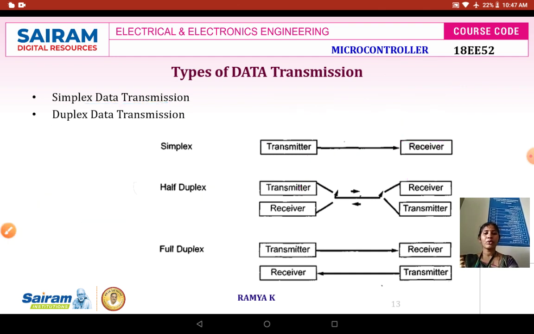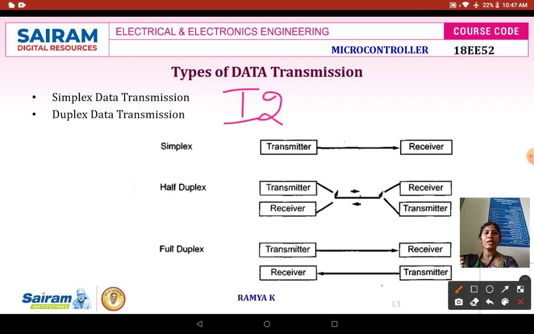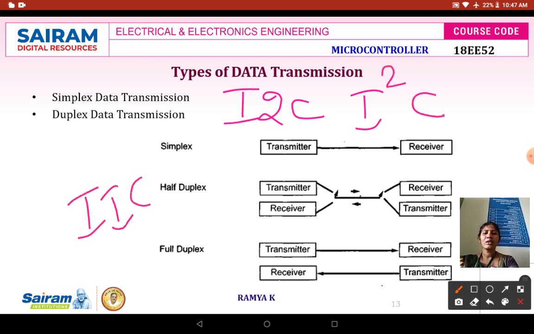The next protocol for the data transmission system is going to be I2C. It is nothing but inter-integrated circuit. So this I2C is nothing but I squared C, that is IIC. The first I stands for integrated circuits.